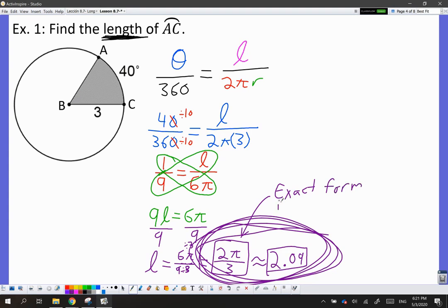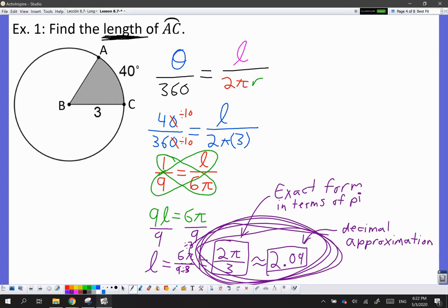Also known as in terms of pi, or I can leave it as a decimal approximation. Either answer will work, although I do want you guys to practice the exact form, because in the future in Algebra 2 and Pre-Cal, you'll see that exact form. I want you guys to know what it is so you'll be prepared.